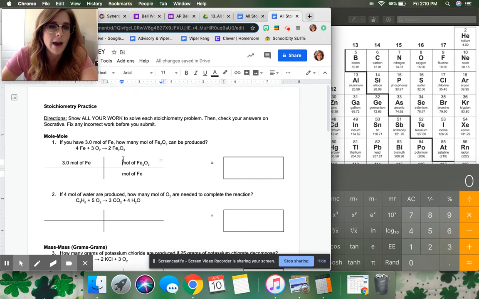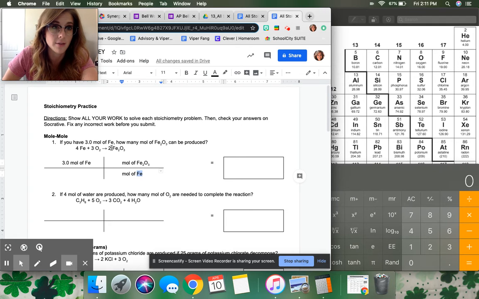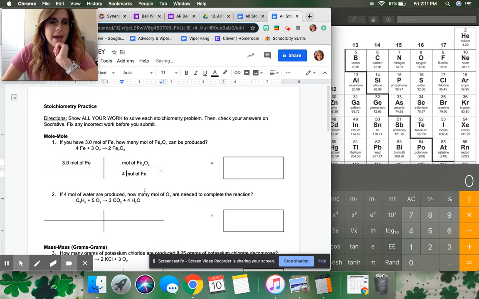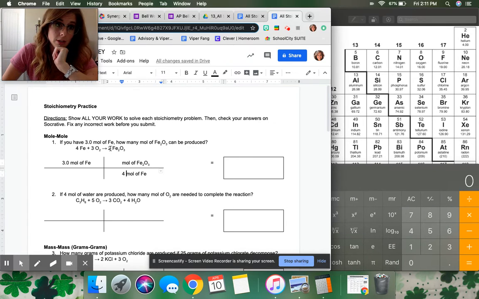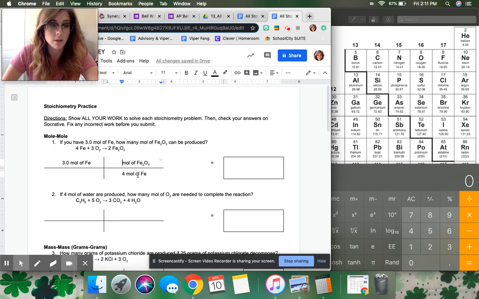So now, how am I going to know what numbers I plug in here? Well, with the mole to mole ratio, you get these numbers from the chemical reaction. What number goes at the bottom? I'm talking about how many moles of iron per moles of iron oxide. In my equation, I can see that there's 4 moles of iron for every 2 moles of iron oxide. So I'm going to put 4 next to moles of iron. And what number is going to go next to iron oxide? Again, I'm looking at my chemical equation, and I can see the number 2. So I'm going to say 2.